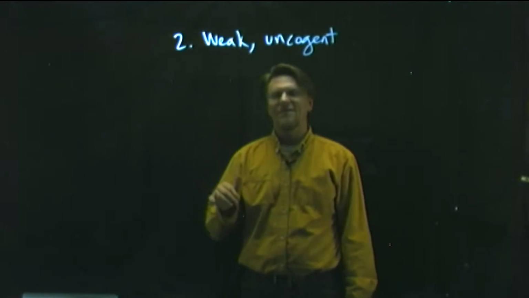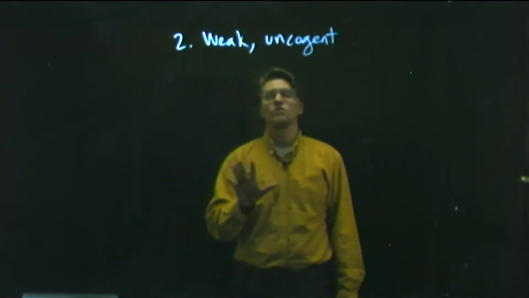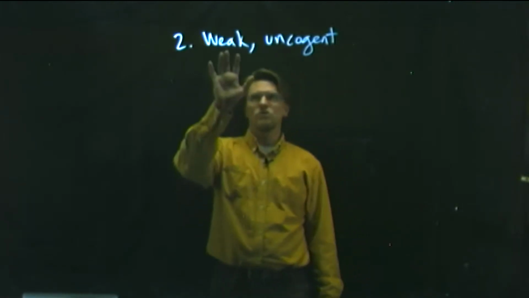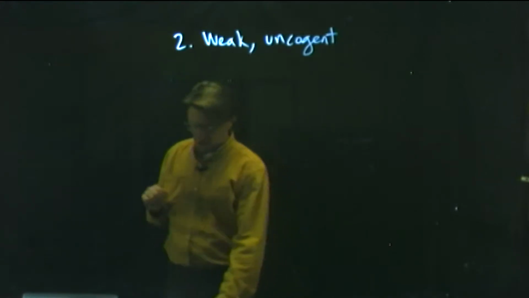But at any rate, it wouldn't matter. I would know that something went off the rails here, because you don't need to know the truth value of the premises to determine that it's weak and uncogent. All right. So let's try a couple more here.